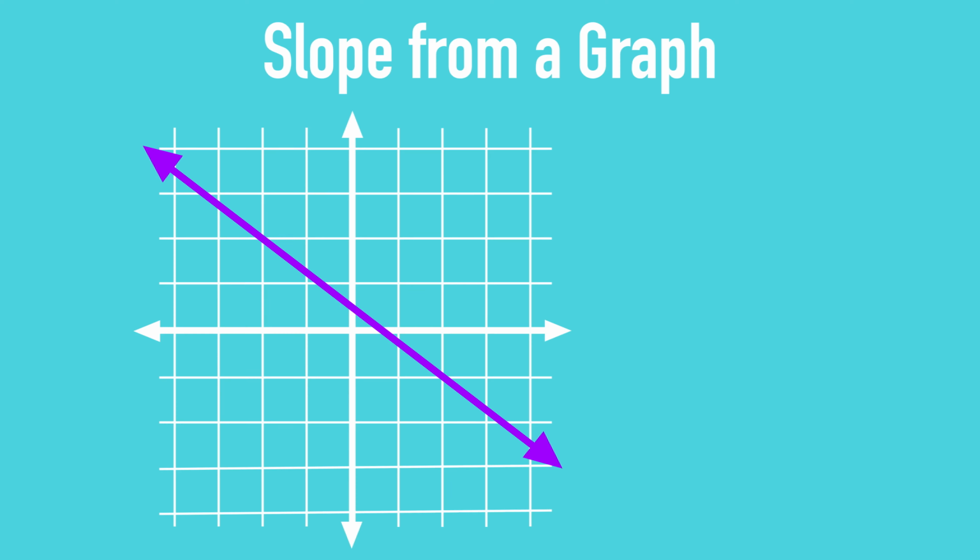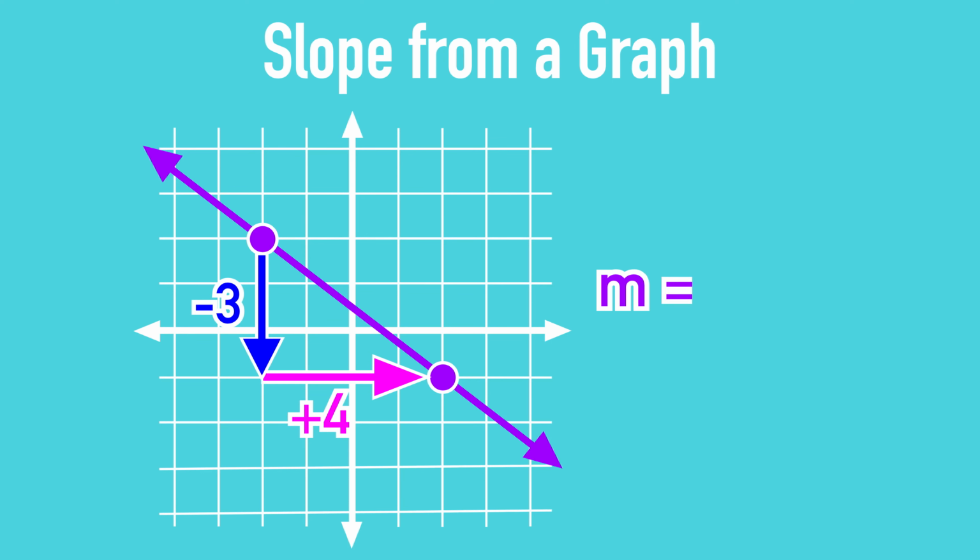Finally, we will look at finding the slope from the graph of a line. When we have a graph like the one shown here, we find the slope by counting the changes in y and x from one lattice point to another. Lattice points are points that lie directly on the intersection of two grid lines. We will use the 2 lattice points marked here. From one point to the next, we drop down 3 units for every 4 units that we move forward. So the slope is negative 3 over 4.